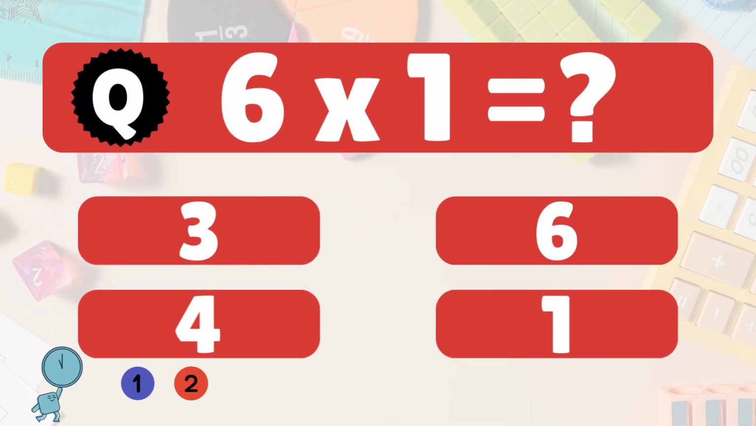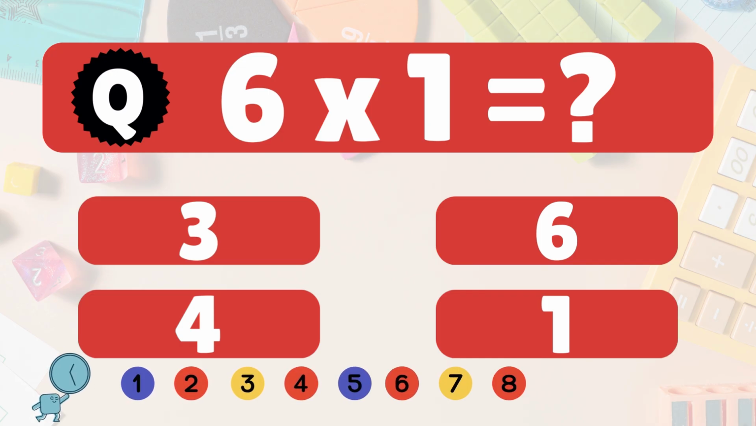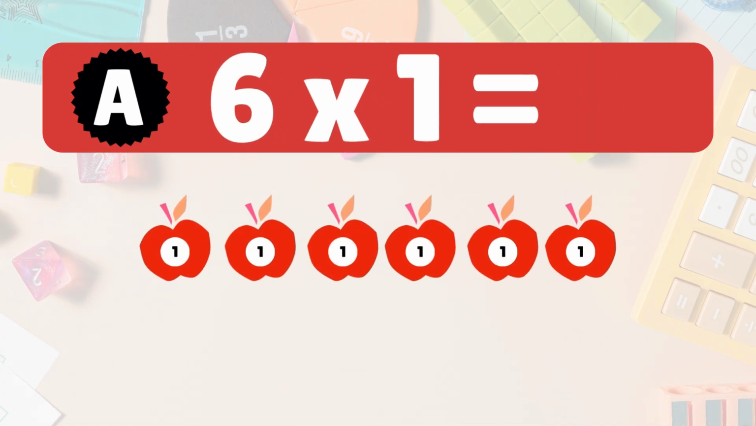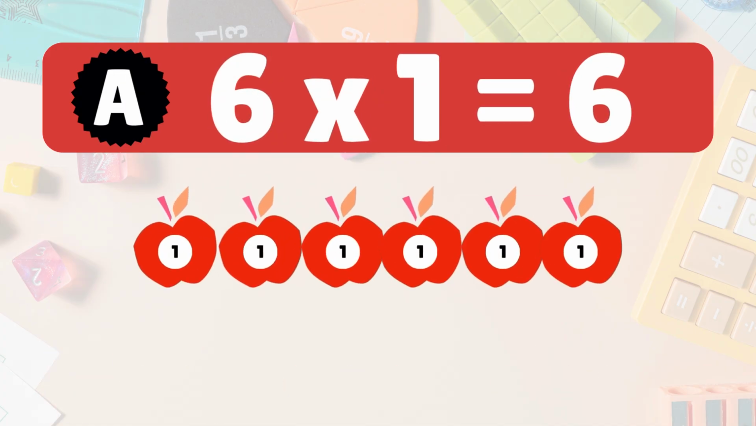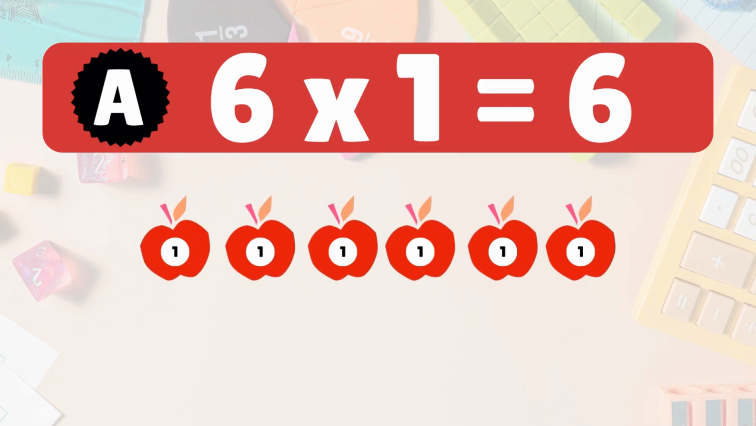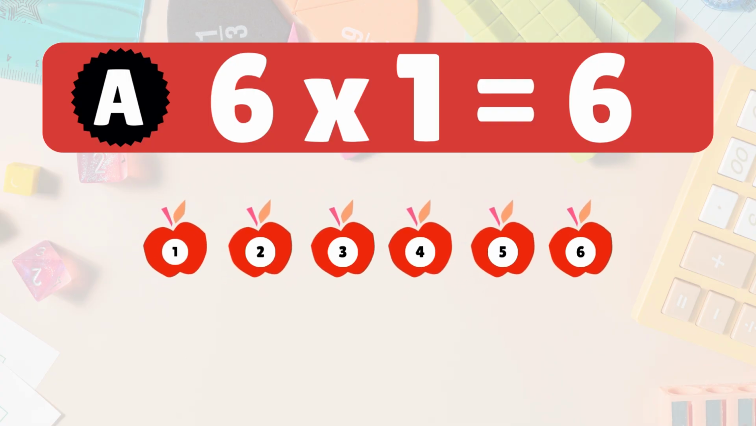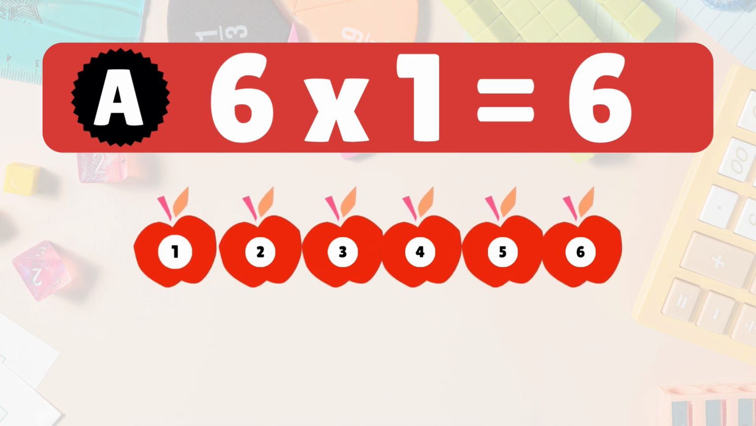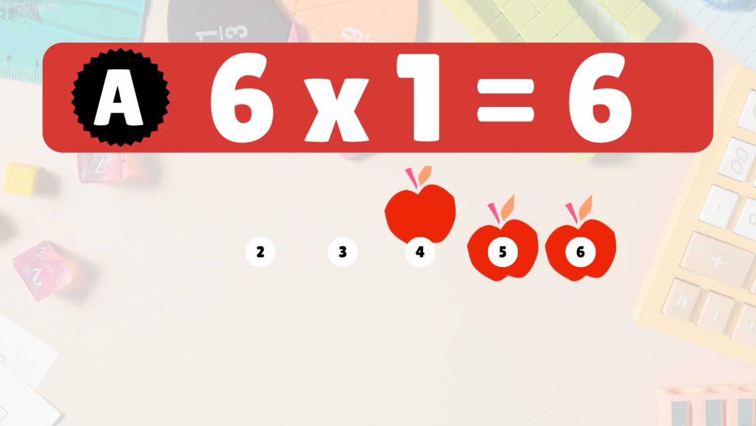Next, 6 times 1 is what? 6 times 1 is 6. Here we have 6 groups of 1 apple each. 1, 2, 3, 4, 5, 6. So, 6 times 1 is 6 apples.